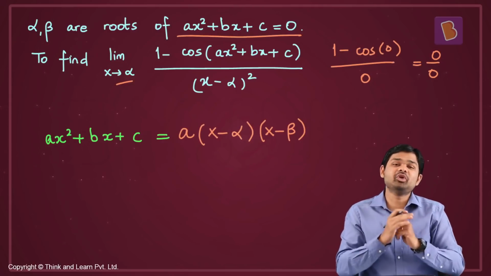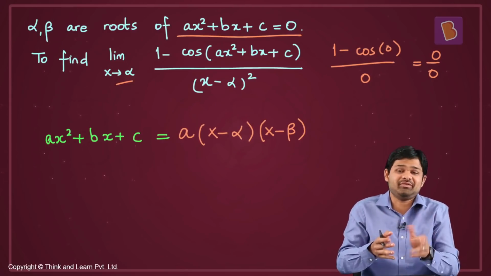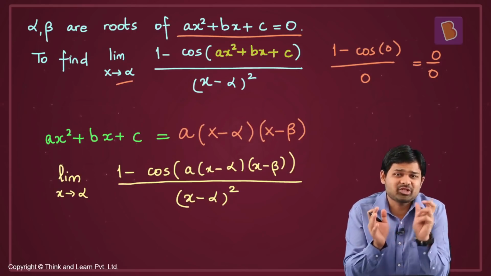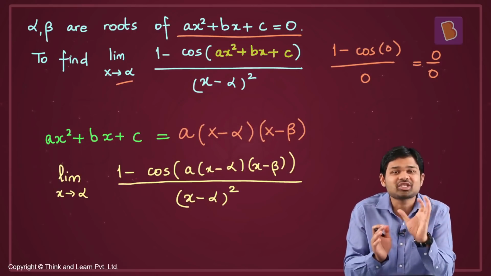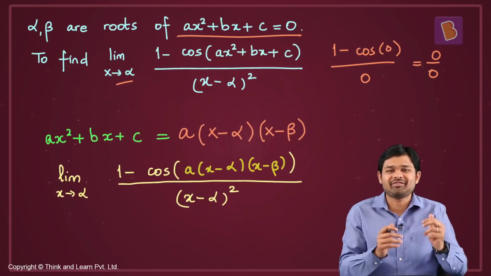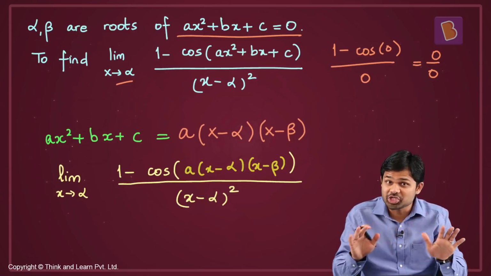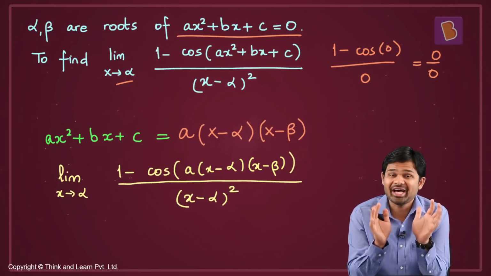Now, as soon as you write in the a there and factorize ax squared plus bx plus c in this way, I am going to rewrite my limit in this particular way. So I'm going to write the argument ax squared plus bx plus c in cos as cos of a times x minus alpha times x minus beta. I don't change anything else as of now.